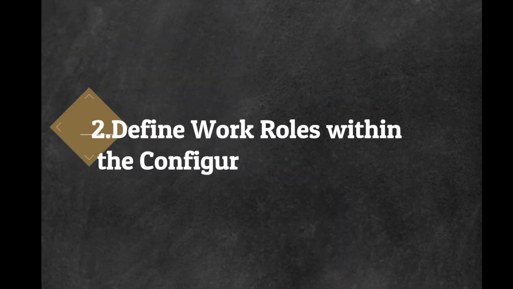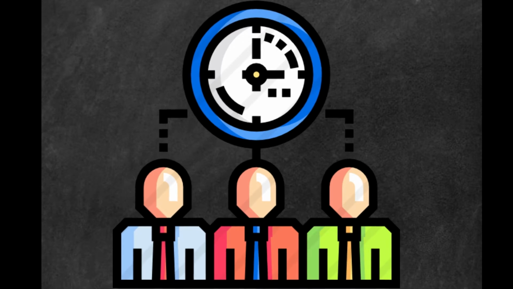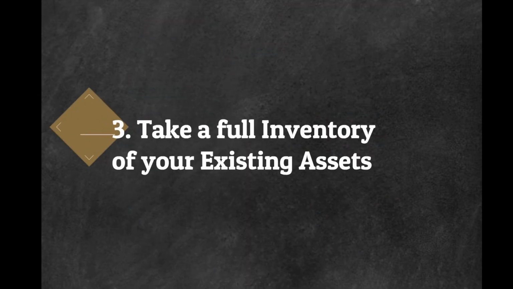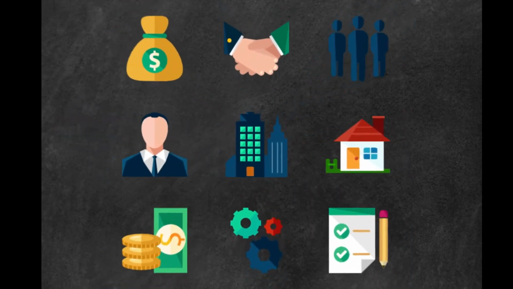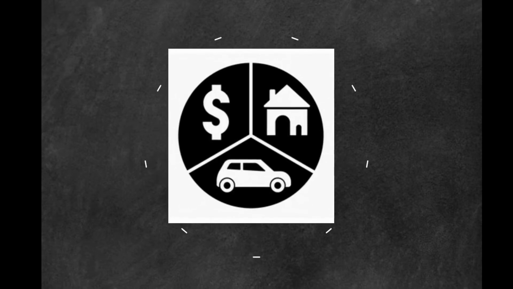The second key step is to define work roles within the configuration process. A variety of work roles can be assigned in change and problem management based on the function of each employee and technology. The third step is to take a full inventory of your existing assets. This step isn't really about identifying all of your configuration items, as that process will start to happen organically as you move through the stages of building a configuration management, but also to utilize the existing assets that can be useful and need to be protected in the company.